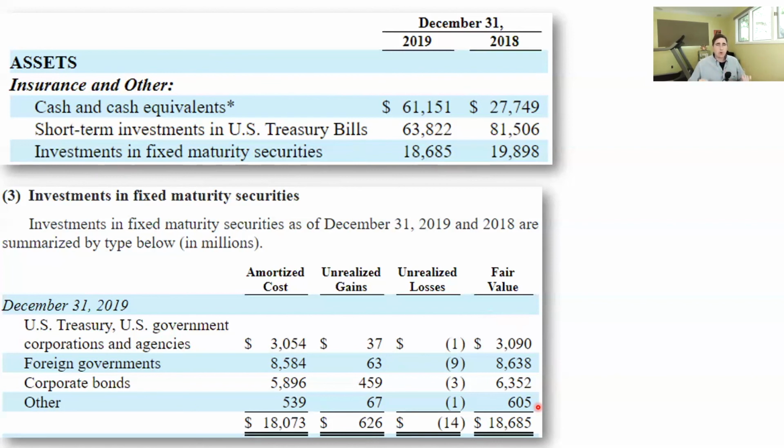The third category, held to maturity. In that case, we, for the most part, ignore all of the unrealized gains and losses and fair value. We would ignore these numbers. And the book value of this asset, investment in fixed maturity securities, the book value would just be equal to its amortized cost. So that book value would just be sitting at the amortized cost value if they had identified these investments as held to maturity investments in debt securities.